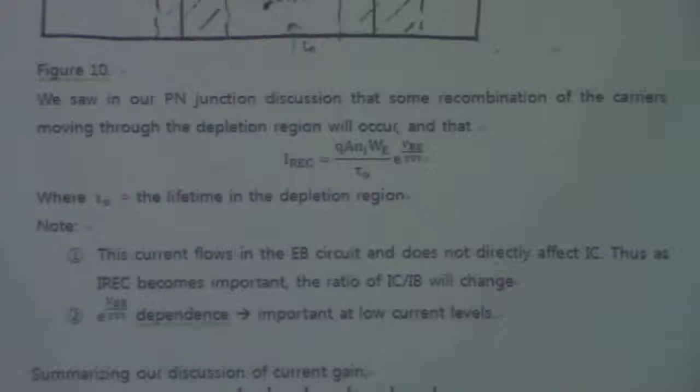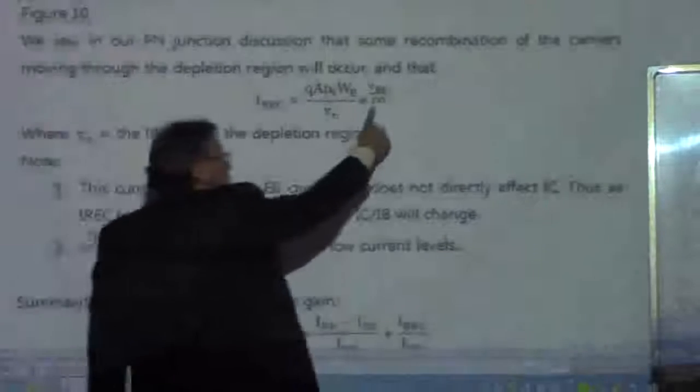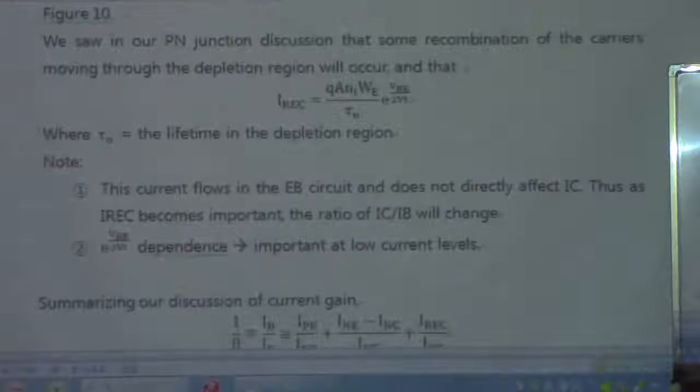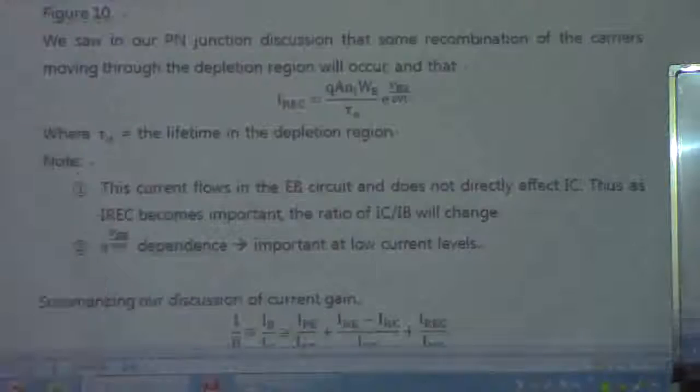We saw in our p-n junction discussion that some recombination of the carriers moving through the depletion region will occur, and that recombination current is going to be something like this. Let me make it a little bit bigger so that you can see. Here, the important thing is we have a factor 2 in the exponential term. You can see that the factor 2 is the characteristic of this recombination current in the space charge regions.